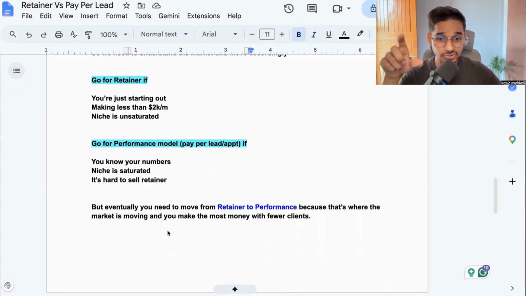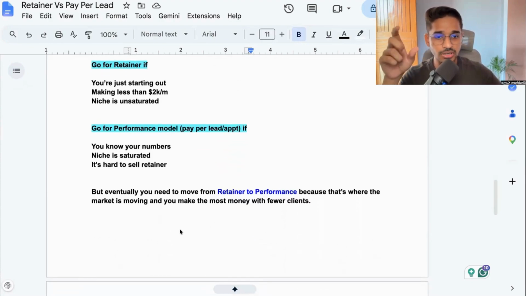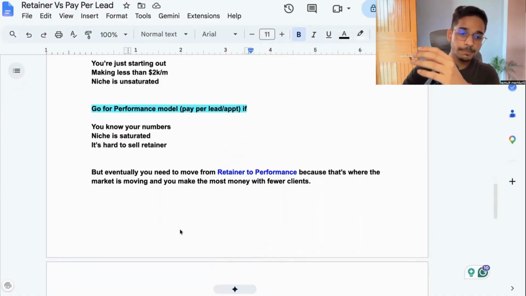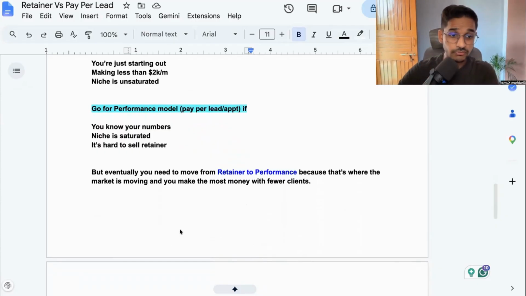Okay. But eventually you need to move from the retainer model to performance, because that is where the market is moving, and you can make the most amount of money with fewer clients. If you go to the ad library and search for any particular marketing agency in a particular niche, you will see that everyone is doing a pay per appointment or pay per lead offer. Okay. Why? Because the market is literally evolving.